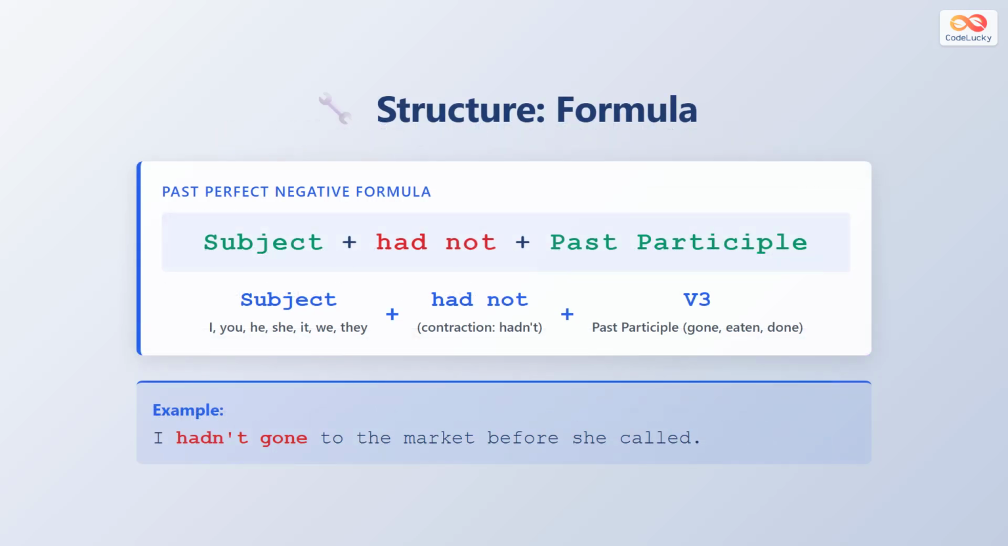The formula for past perfect negative is very simple. Take the subject, add the auxiliary verb, had, then add not, and finally the past participle of the main verb. For example, with the verb go, we say subject had not gone. The past participle is the third form of the verb. You can also use the contraction hadn't instead of had not. Remember, this structure stays the same for all subjects.